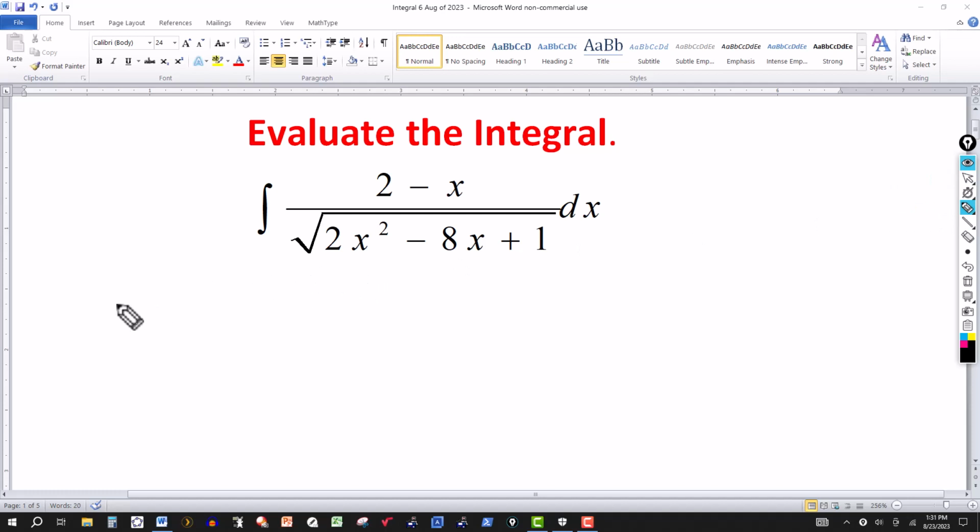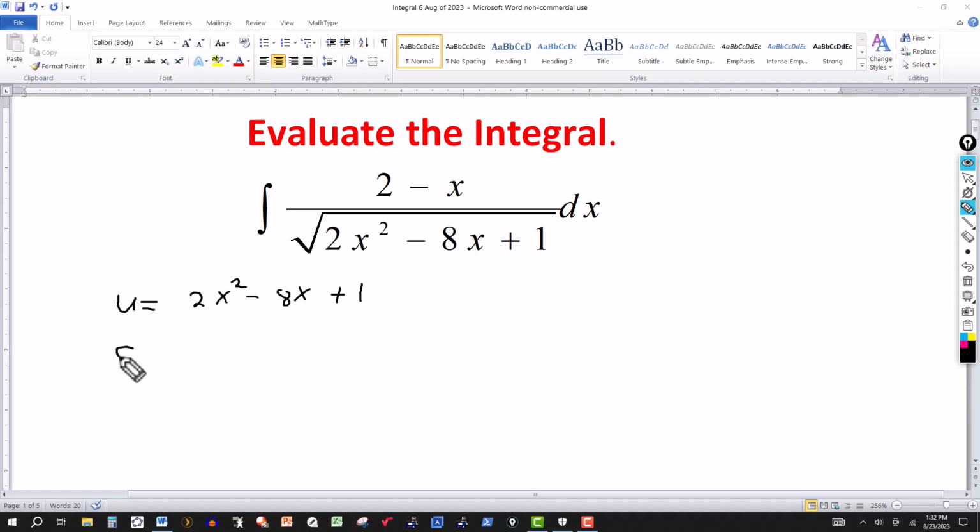So normally we let u equal to some expression under a radical in parentheses and see if we can get the derivative to appear somewhere in the numerator so we can make a variable change from x to u. So here I'm going to start with letting u equal to the radicand of this radical, 2x squared minus 8x plus 1.